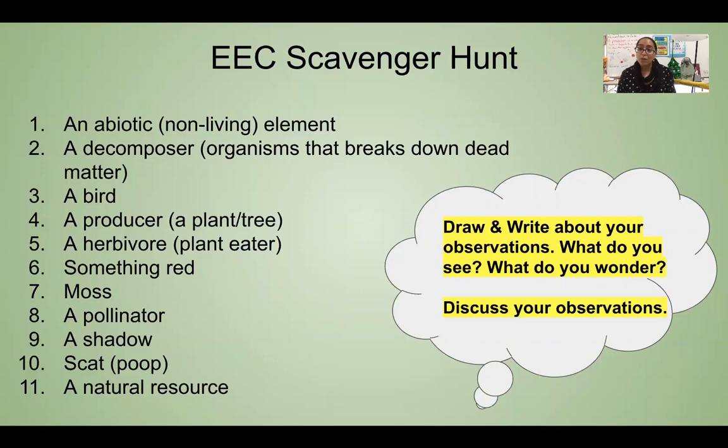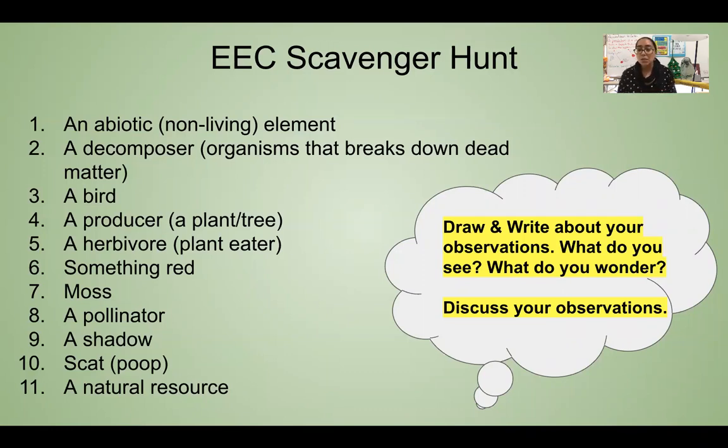Number four, a producer. Another word for a producer is an autotroph. So producer and autotroph mean the same thing. Examples would be plants and trees. They are things that make their own food through the process of photosynthesis. And then number five, an herbivore. An herbivore is simply a plant eater, so an animal that eats only plants.